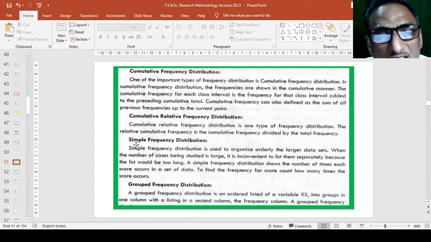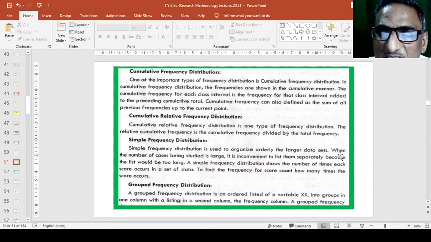This is very simple. Now, simple frequency distribution can be used to organize a larger data set in an orderly way. We have seen the shorter data sets, now larger data sets can be handled. When the number of cases being studied is large, it is inconvenient to list them separately because the list would be too long. A simple frequency distribution shows the number of times each score occurs in a set of data. To find the frequency for a score, count how many times the score occurs, and in this way we can calculate the simple frequency distribution table.